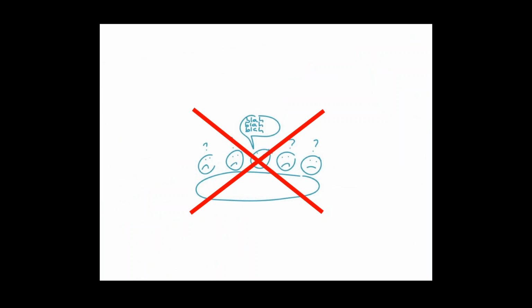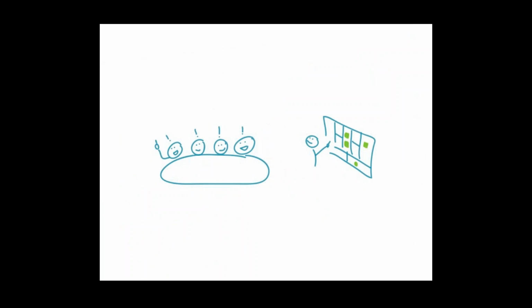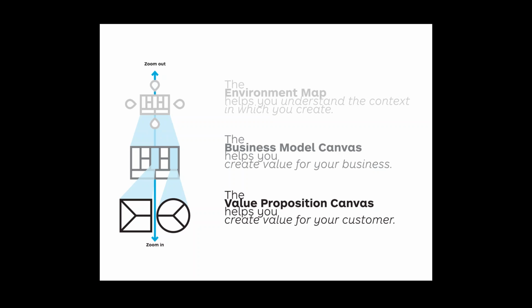So these visual business tools help us to get beyond blah, blah, blah. They help us to get beyond that communication hurdle that we have. It allows everybody to come to the table and share their ideas, and everybody can understand what's actually going on because it's happening in a visual language, in a visual format. So again, the business model environment helps you to understand the context that you're creating this business in. The business model canvas helps you to create value for your business, and the value proposition canvas helps you to create value for customers.